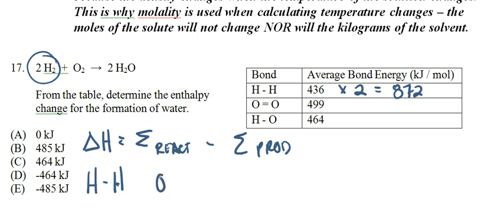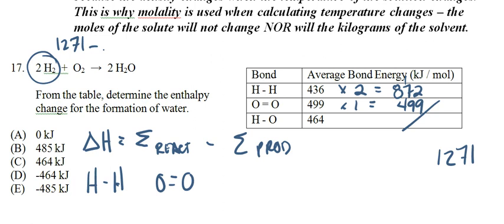And then looking at oxygen, we only have one of those, so that's times 1, which is 499. Okay, so if I want to add those puppies up, we got a 1, we got a 7, and we got a 12. So we got 1271 there for the reactants. 1271. I hope that's right. And then we're going to subtract it from the water.